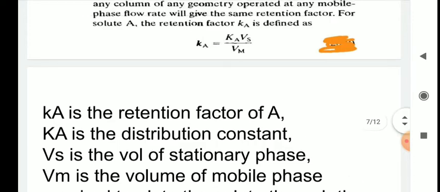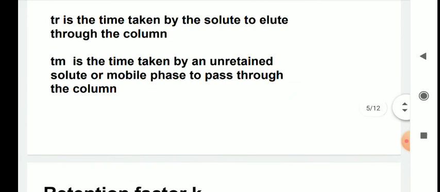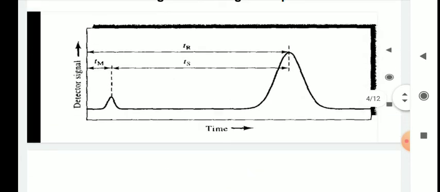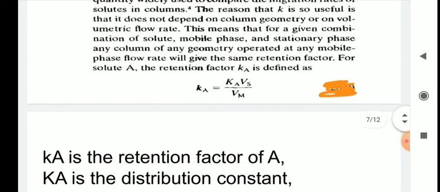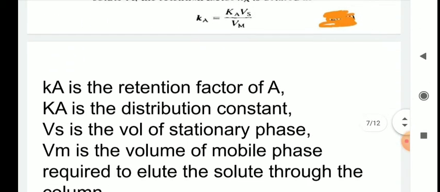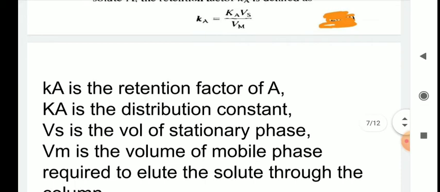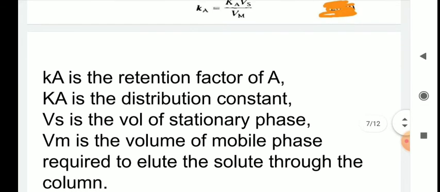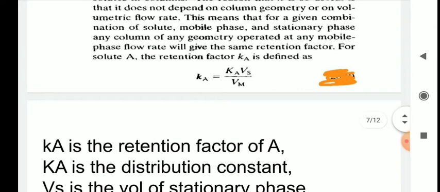We have seen that Tr is the retention time. If you multiply by the flow rate, if the flow rate is constant, you'll get retention volume. So that retention volume is nothing but your Vm. Obviously, if you are having a different flow rate throughout the elution, then you have to calculate Vm by some other way. So the retention factor is determined by the equation ka equals K into Vs upon Vm, right?